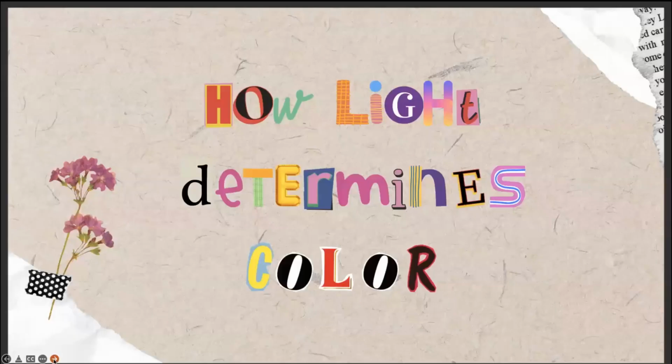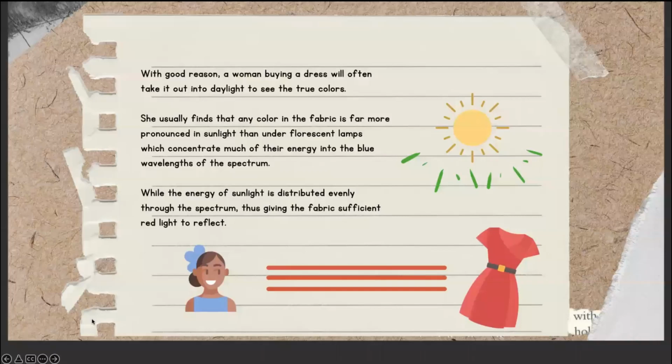Okay, class. Next is what we're waiting for: how light determines color. With good reason, a woman buying a dress will often take it out into the daylight to see the true colors, right? That's common sense, because how can you see the color if there's no light? It says here she usually finds that any color in the fabric is far more pronounced in sunlight than under fluorescent lamps, which concentrate much of their energy into the blue wavelengths of the spectrum.